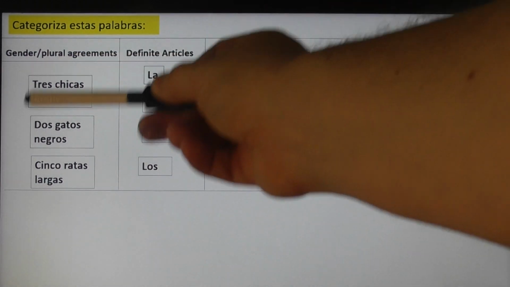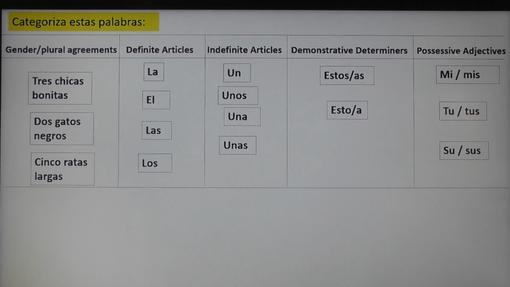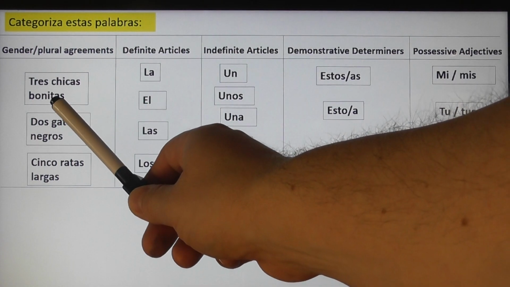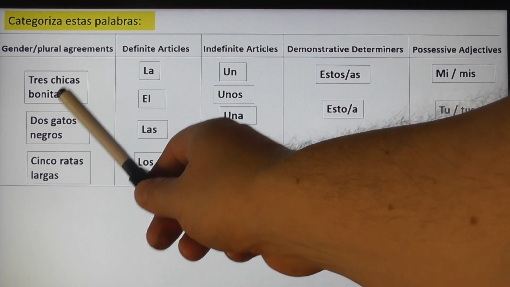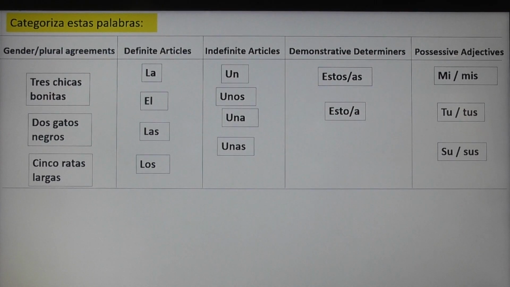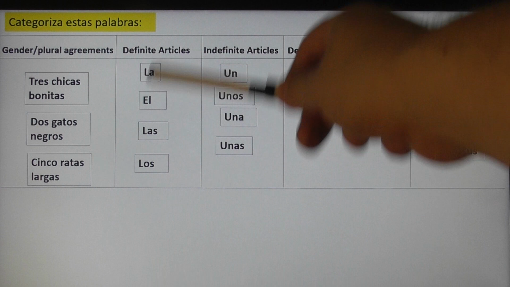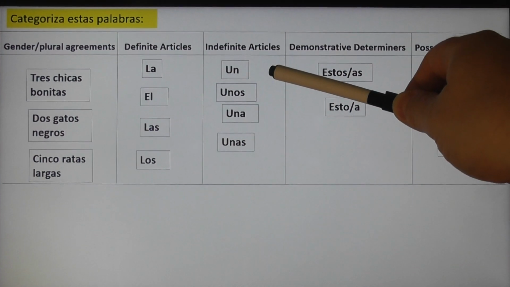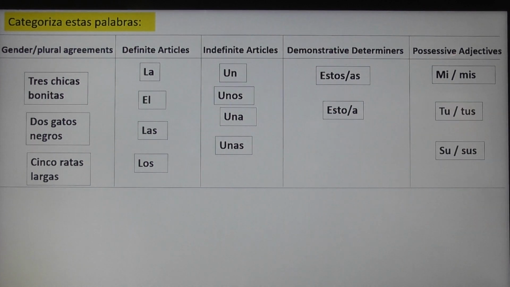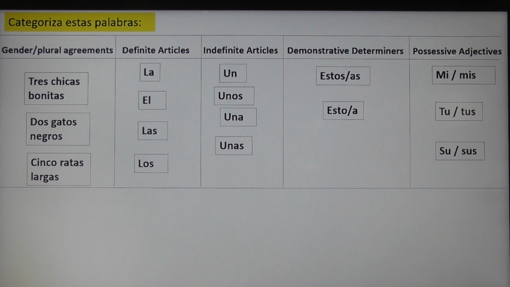Okay, so in this column we've got anything to do with nouns and adjectives found together which denote whether the noun is masculine, feminine and plural. This column for definite articles is anything to do with the word the, and remember there are 4 ways of saying the. This one, indefinite articles, is to do with the word a and some. Demonstrative determiners, words like this and these. And finally your possessive adjectives, my, your, his and her.